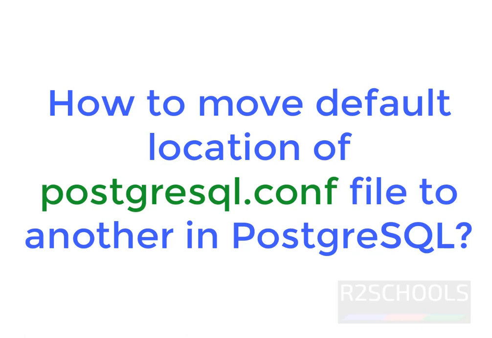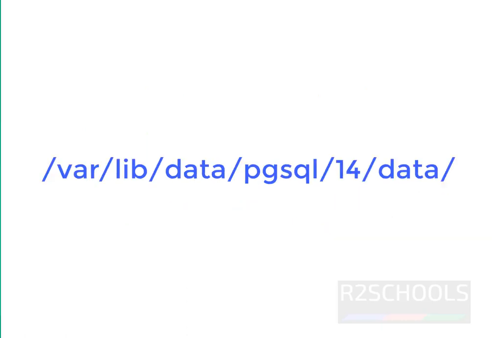Hello guys, in this video we will see how to modify the default location of the postgresql.conf file to another location in the PostgreSQL server. In Red Hat, CentOS or Fedora systems, by default the configuration files are stored at /var/lib/pgsql/14 or 13 or 12, then the data directory. Now we are going to move from this default location to a new location.